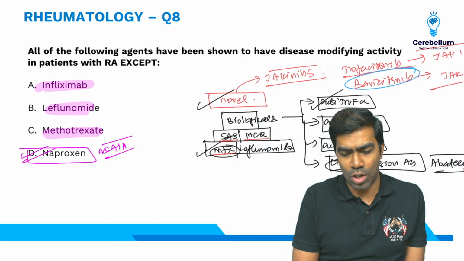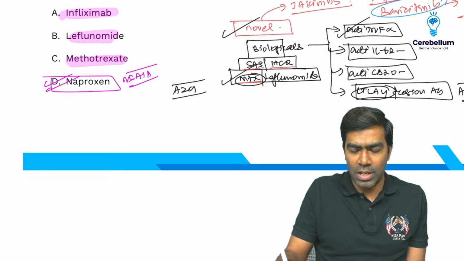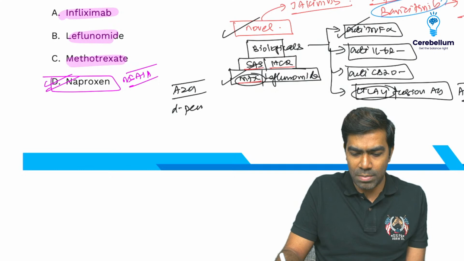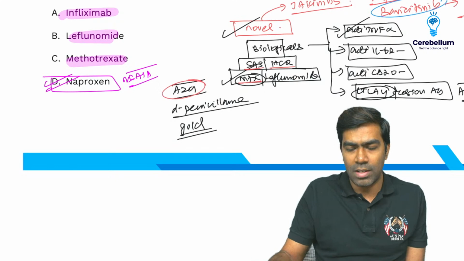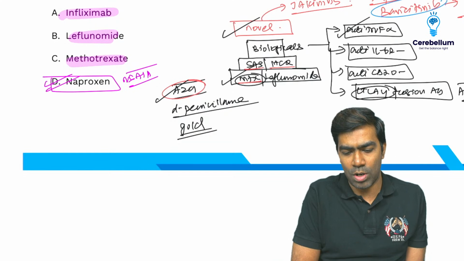And there is another DMARD called azathioprine. Its utility in rheumatoid arthritis is very, very minimal because of various reasons, and we don't use D-penicillamine because of the side effects. Another one is gold. Okay, this is something that we don't use very often as well. So azathioprine, yes, it's a DMARD and can be used in rheumatoid arthritis, but its efficacy is not that great compared to other disease modifying drugs.